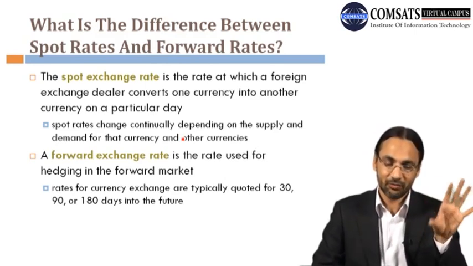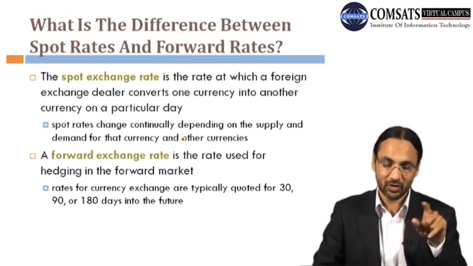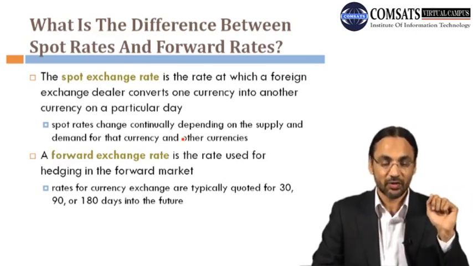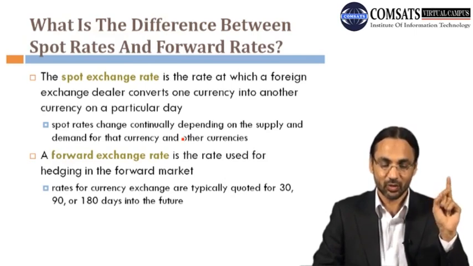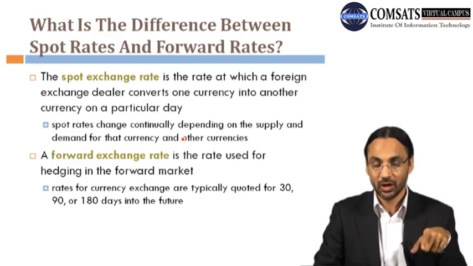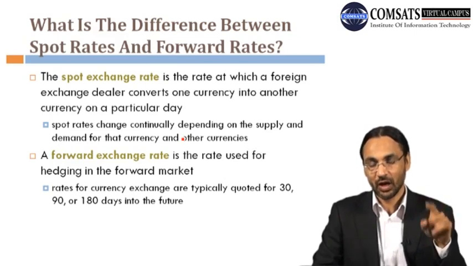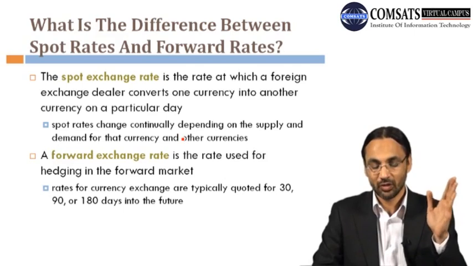Okay, the next thing is a forward exchange rate, a rate used for hedging, like we discussed, in the forward market. In the forward market, the future market, rates for currency exchange are typically quoted for 30, 90 and 180 days into the future. Spot exchange rate is the current rate, forward exchange rate is the future rate, and they define these rates in a 30 day period, 90 day period and 180 day period in the future.